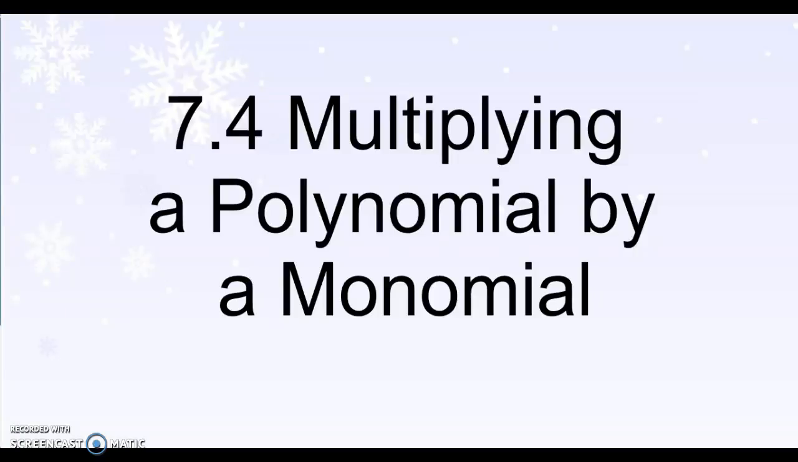Hi everyone, today we're going to be talking about section 7.4, multiplying a polynomial by a monomial. And just to review, a polynomial means many, and a monomial means one. So this is a one term, and remember we defined our terms in the first video that you had to watch as a number being multiplied by a variable. There's the number and then this variable.